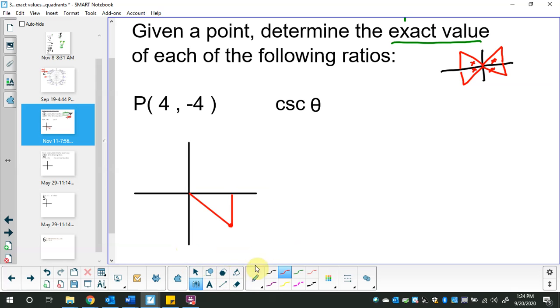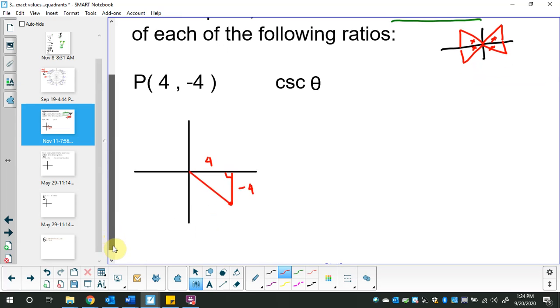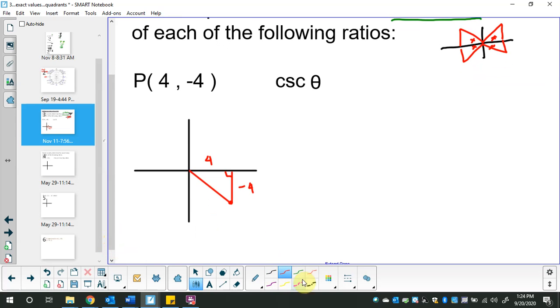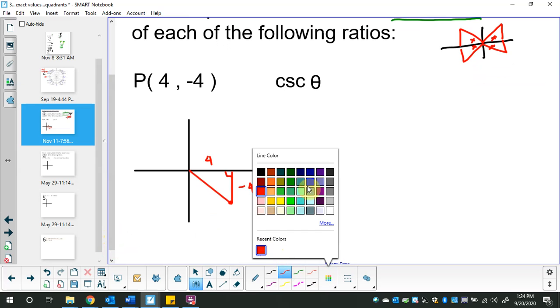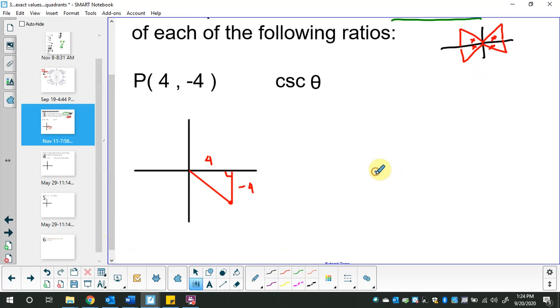So some things I know about this triangle: it's right angled. Another thing I know about this triangle is I went 4 units in this direction and negative 4 units in this direction. And I have no idea what the hypotenuse is, and I need to know what the hypotenuse is. So I'm going to do Pythagorean theorem. So I'm looking for the hypotenuse. So I'm going to take the other 2 sides and square them and add them together.